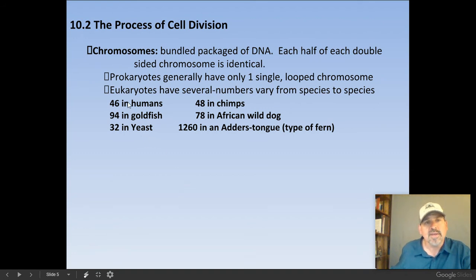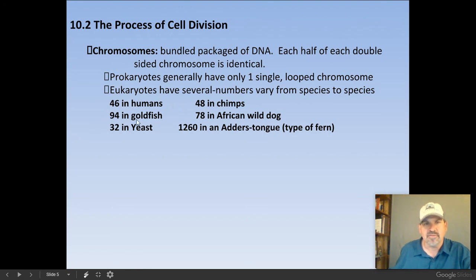One of the things I want to point out is a bigger number does not necessarily mean more complex. It doesn't even necessarily mean more DNA. A goldfish has 94 chromosomes. You only have 46. Well, clearly you are more complicated than a goldfish. The goldfish chromosomes might be really small. It's really less about the number that is meaningful, but what does the DNA code for? What does the DNA program? What does the DNA do?